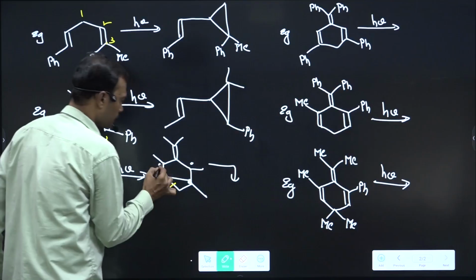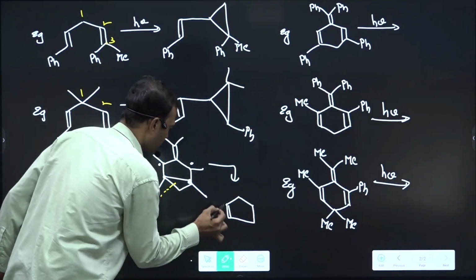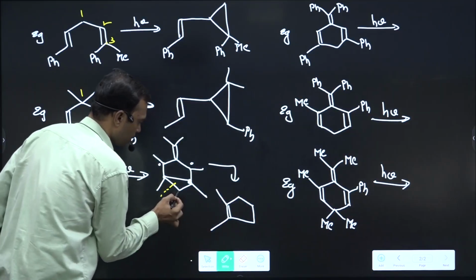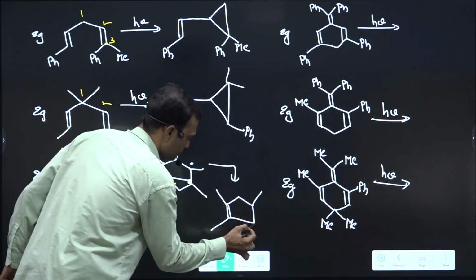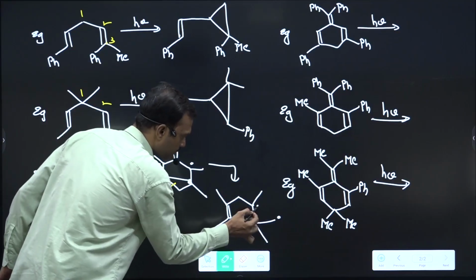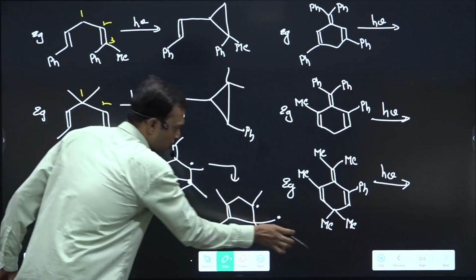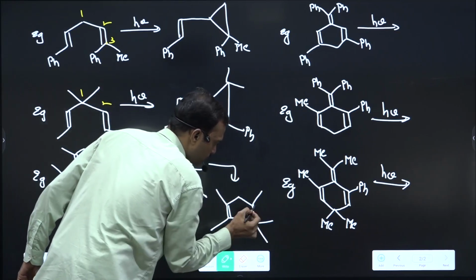After breaking this, radical, a double bond. Here methyl and this is methyl. So here one radical is there. This radical I am writing this carbon here and writing this side. This carbon I am writing like this. So now these two radicals combine together and form a 3-membered ring.